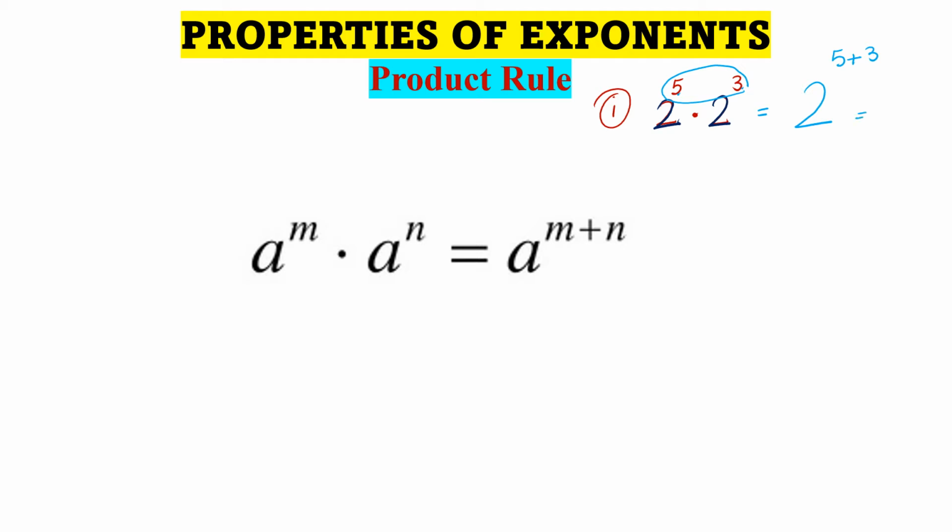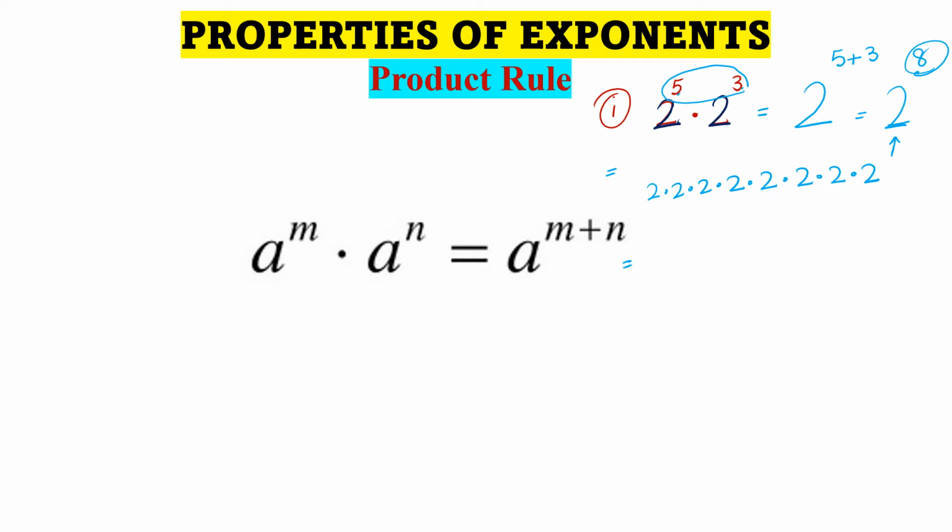Now write down. Write the base as it is. 5 plus 3, how much? 8. Exactly. Now if they don't ask you to solve, this is the answer. But if they ask you to solve, it means write the 2 how many times? 8 times. So 2, 2 times, 3 times, 4 times, 5, 6, 7, 8.